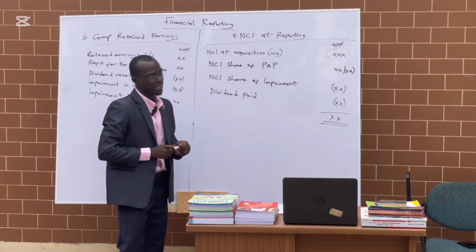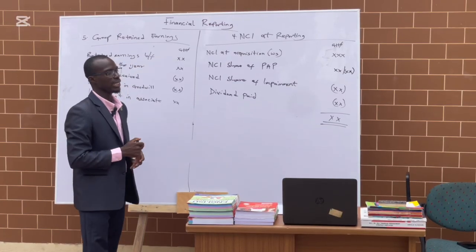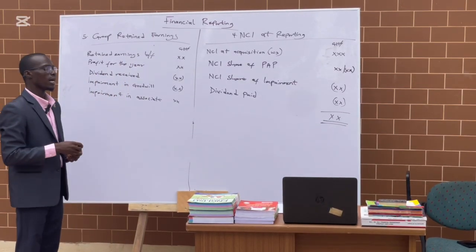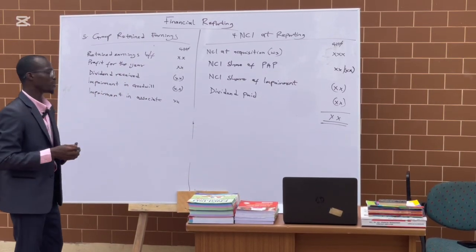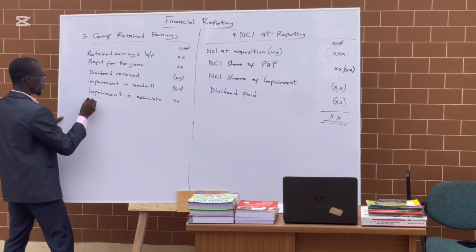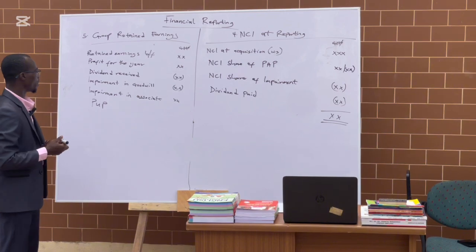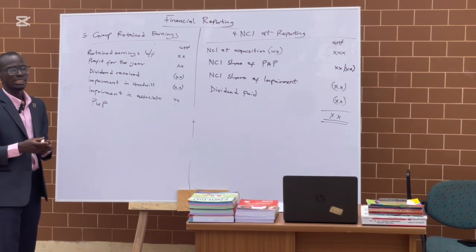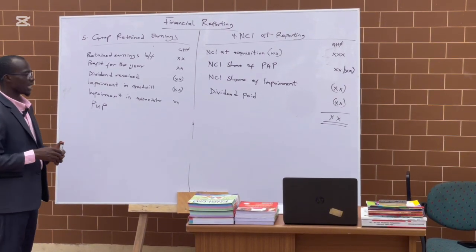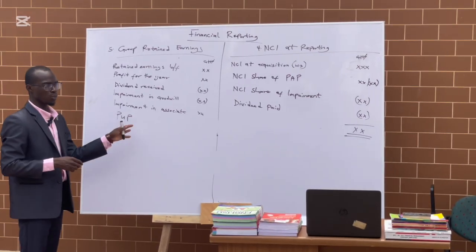Then, if there is any PUP, provision for unrealized profit, PUP. I'll go deep into it after this workings 5. That's the intra-group trading. I'll make you understand how this one will cancel. So let me just throw small light on it.